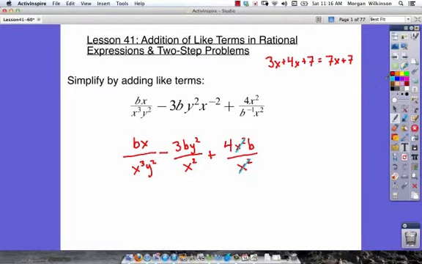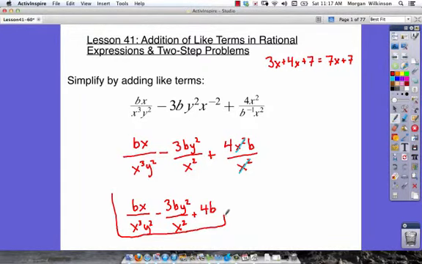So let's rewrite so we can simplify. We're going to get bx over x to the third y squared minus 3by squared over x squared plus 4b. Now if we look for like terms, well, we've got bx over x to the third y squared, we've got by squared over x squared, and we've got 4b. None of these are like terms. Since none of these are like terms, we've got our final answer. We can go ahead and box it and move on to the next question.